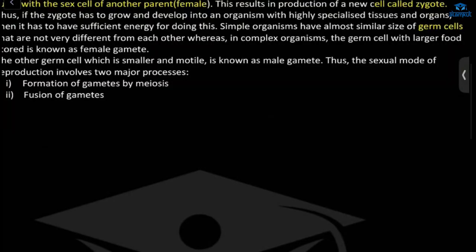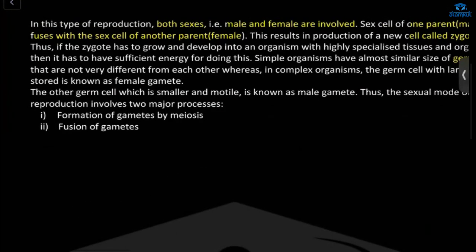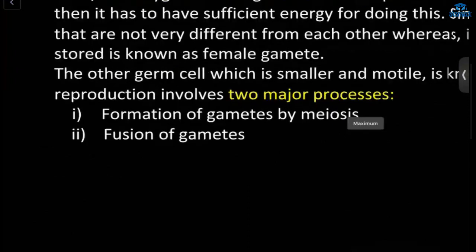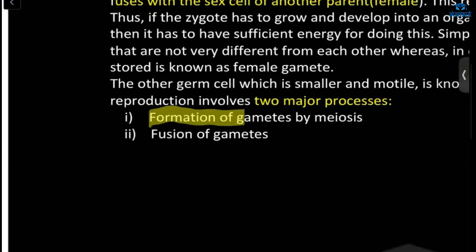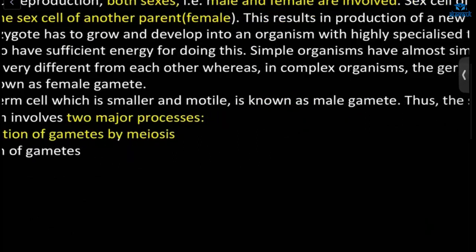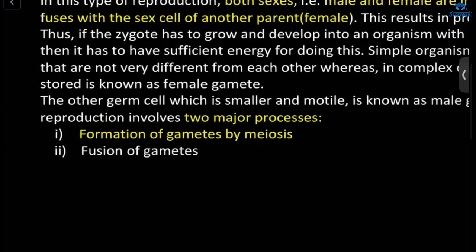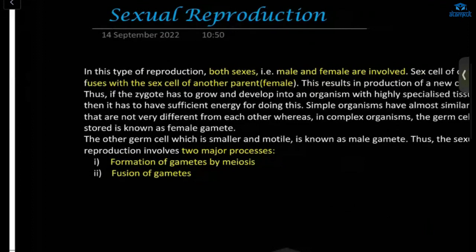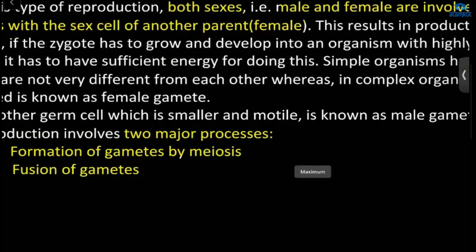So the sexual mode of reproduction involves two major processes. The first one is formation of gametes by meiosis. So the male will form male gametes and the female will form female gametes. They do it by meiosis. After that, the next step will be the fusion of male and female gametes, which is called fertilization. These two are the major steps in sexual reproduction.